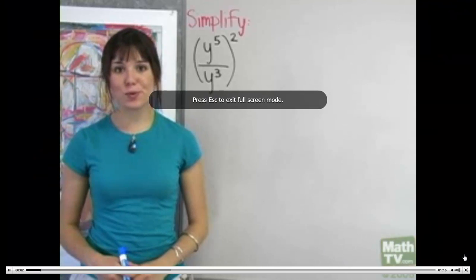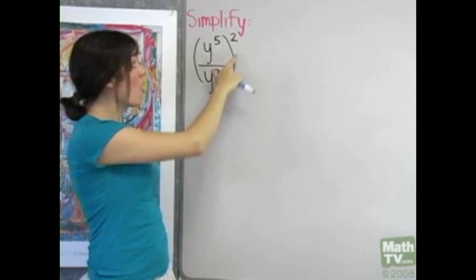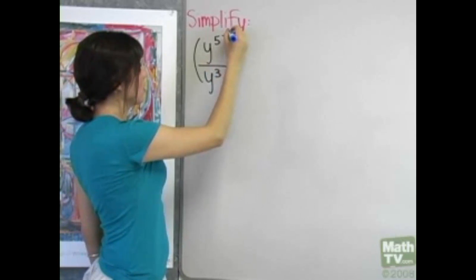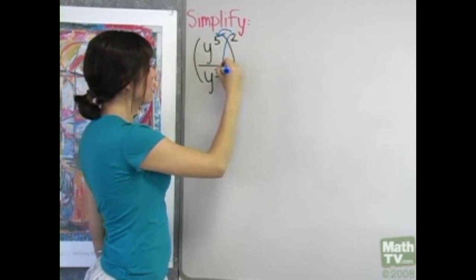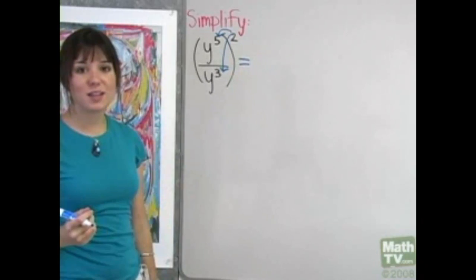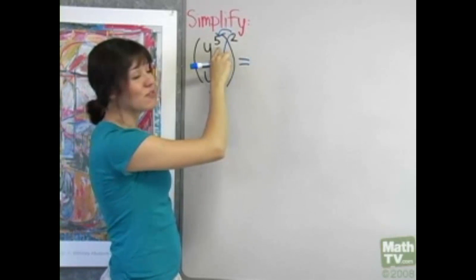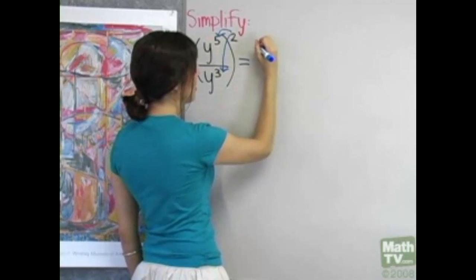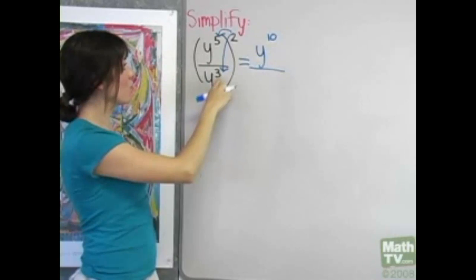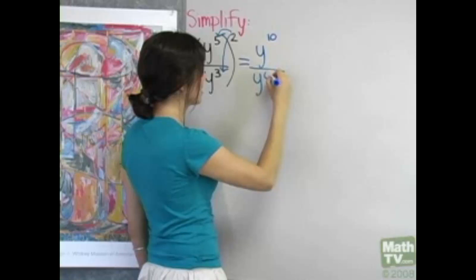In this example, we want to simplify y to the 5th divided by y to the 3rd, all raised to 2. So first I'm going to distribute this 2 to the numerator and denominator. So when we're distributing exponents, we want to multiply. So this becomes y to the 5 times 2, which is 10. So y to the 10th divided by y to the 3 times 2, which is 6. So divided by y to the 6.